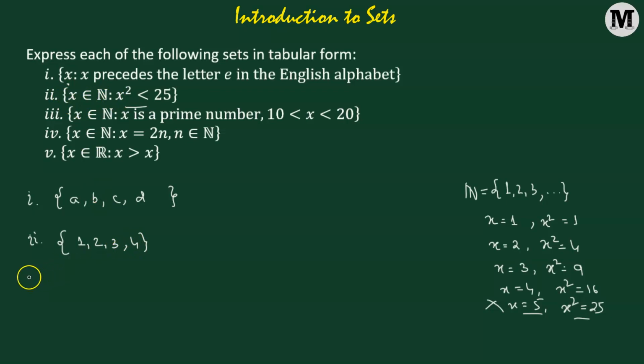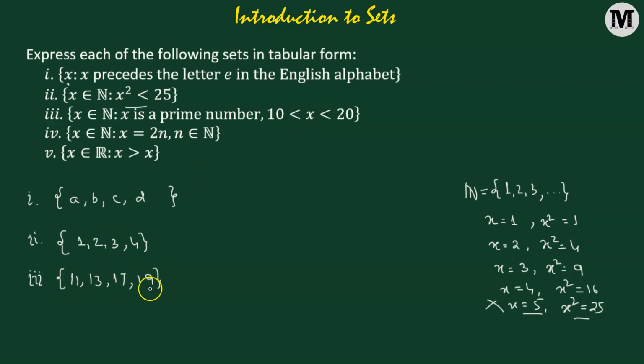Now coming to the third one. Here it's given a set containing x, which is a natural number. It belongs to the set of natural numbers such that x is a prime number and the value of x lies between 10 and 20. So it's a very simple problem. What are the prime numbers that lie between 10 and 20? Those are 11, we have 13, then we have 17 and 19.